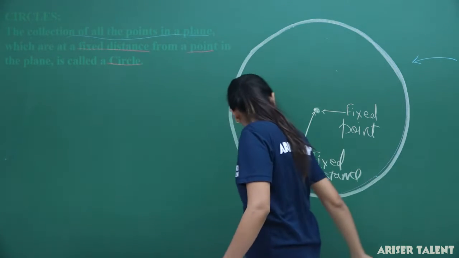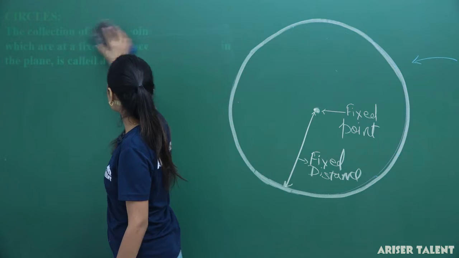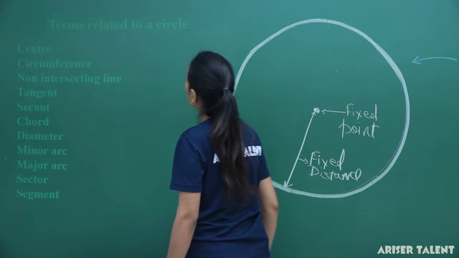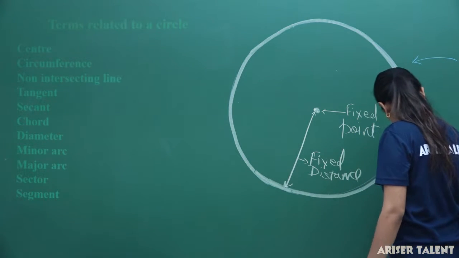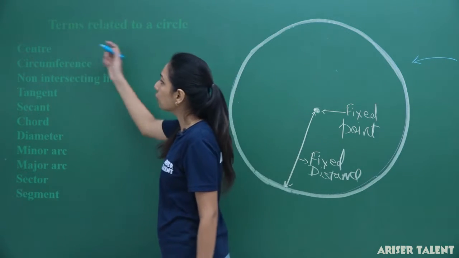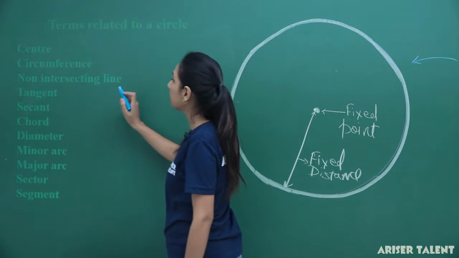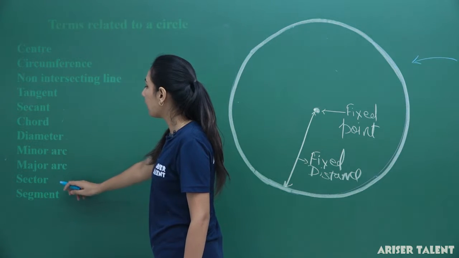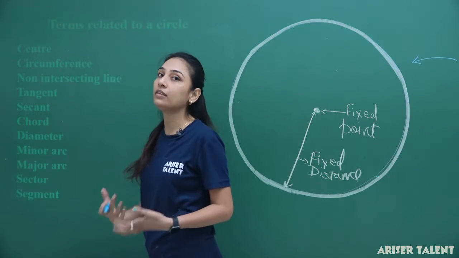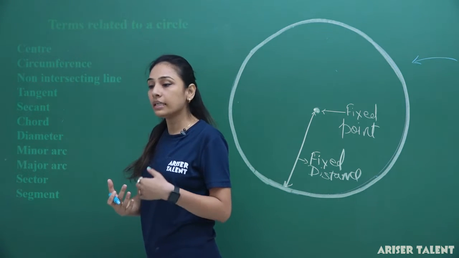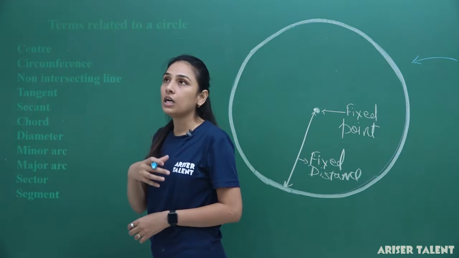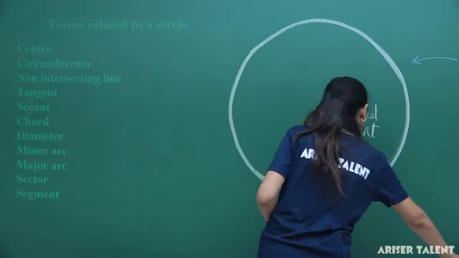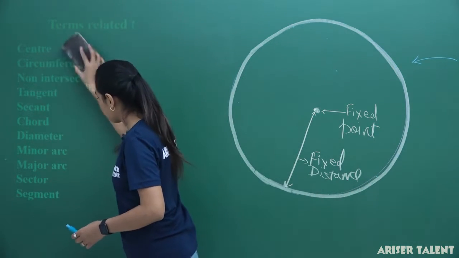Now, the next one is terms related to circle. I have told you we are going to have so many things like center, circumference, non-intersecting line, tangent, secant, chord, diameter, minor arc, major arc, segment, sector. There are so many terms to remember. So we will talk about them one by one, and will have some day-to-day examples so that we can relate to it in a better way.